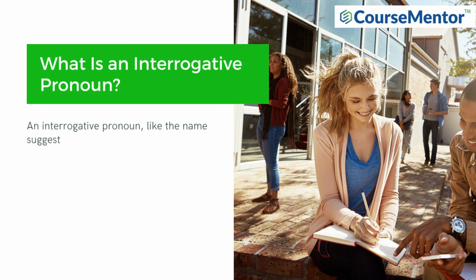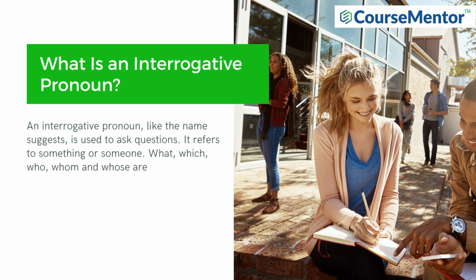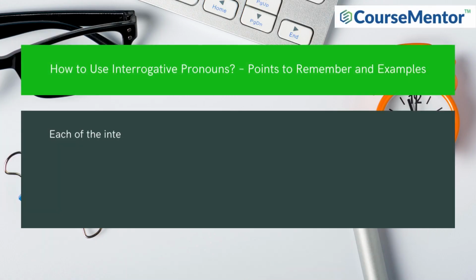An interrogative pronoun, like the name suggests, is used to ask questions. It refers to something or someone. What, which, who, whom and whose are the 5 interrogative pronouns in the English language. How to use interrogative pronouns, points to remember and examples.